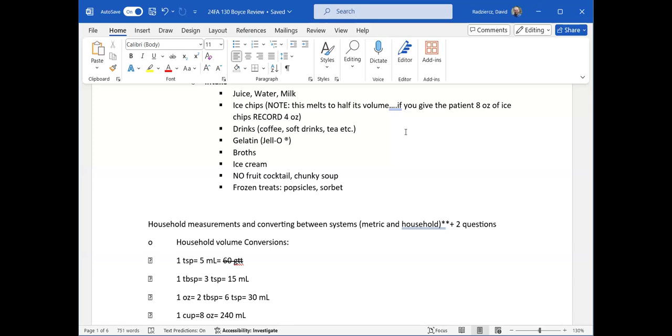Now it says no fruit cocktail, chunky soup. And the reason for that is because a lot of times in a fruit cocktail, the liquid that's there is minimal. And the same thing could be said for a chunky soup. The liquid that's there is minimal. Okay. But popsicles and sorbet are just like ice cream, where you would calculate them. So if they were to melt, you're getting some sort of a liquid component to it.